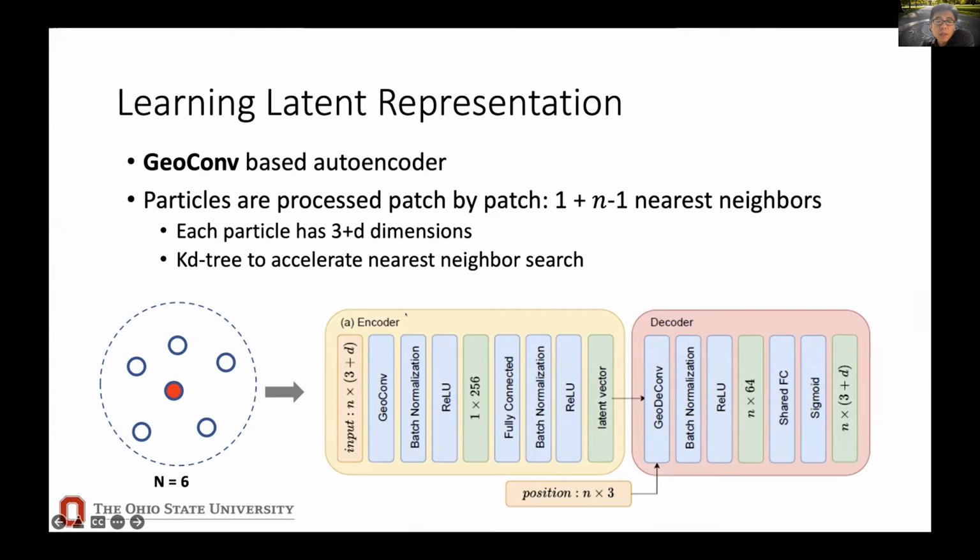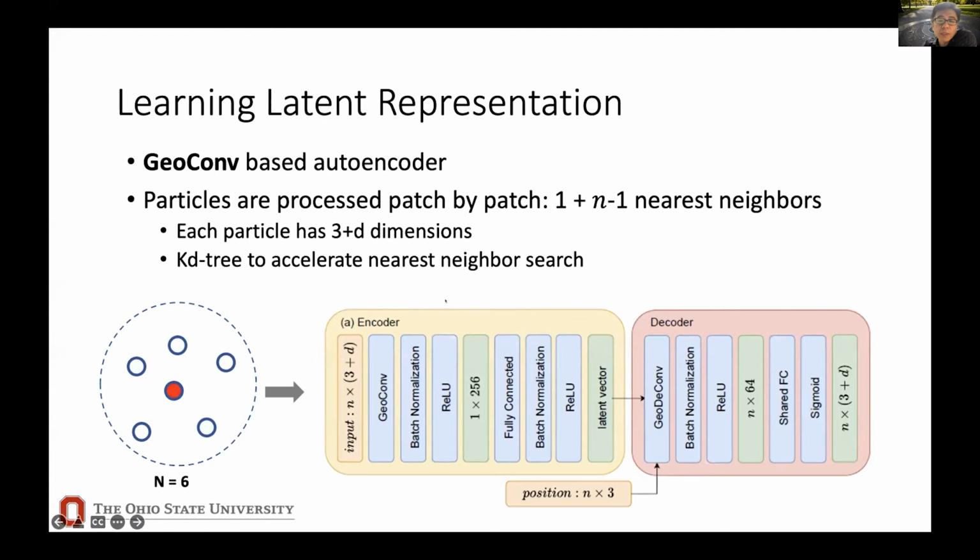This is an autoencoder, but it is not like a traditional convolutional autoencoder, because I want to remind you that we don't have a regular voxel structure for us to perform regular convolution. What we have is a discrete set of points in space. Now, let me tell you the input and output.